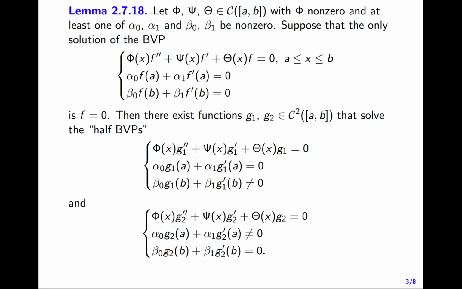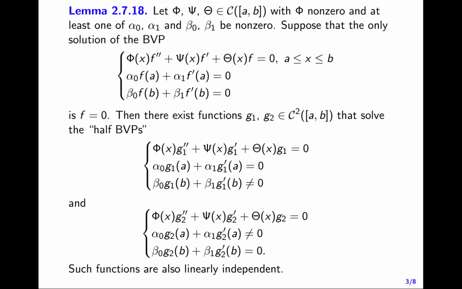And g2 satisfies the counterpart half BVP, phi of x g2 double prime plus psi of x g2 prime plus theta of x g2 equals 0. g2 does not satisfy the boundary condition at a. Alpha 0 g2 of a plus alpha 1 g2 prime of a is not 0, but g2 does satisfy the boundary condition at b. Beta 0 g2 of b plus beta 1 g2 prime of b equals 0. And moreover, these two functions, g1 and g2, are linearly independent.